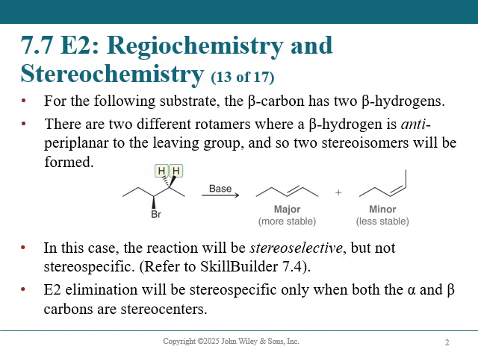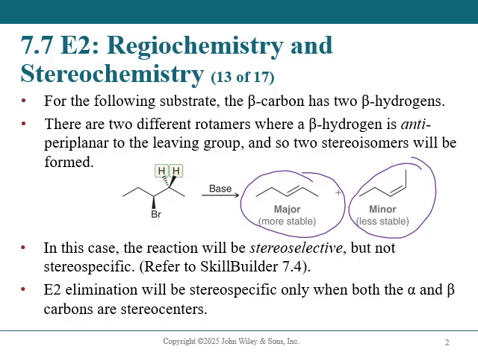For the following substrate, this one right here, the beta carbon has two beta hydrogens. There are two different rotamers where a beta hydrogen is anti-periplanar to the leaving group, and so two stereoisomers will be formed. You have two possibilities. In this case, the reaction will be stereoselective, but not stereospecific. In other words, you will get both products, but one of them will be the preferred. It will show up in a much larger percentage.